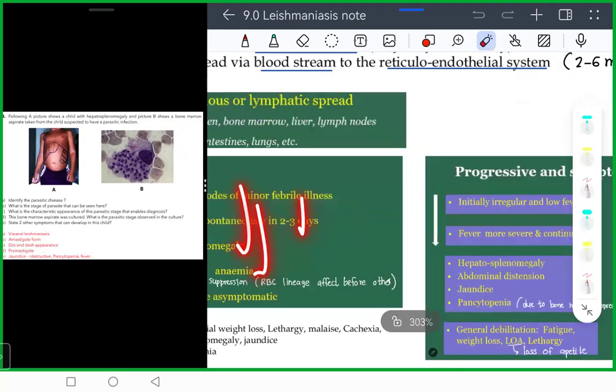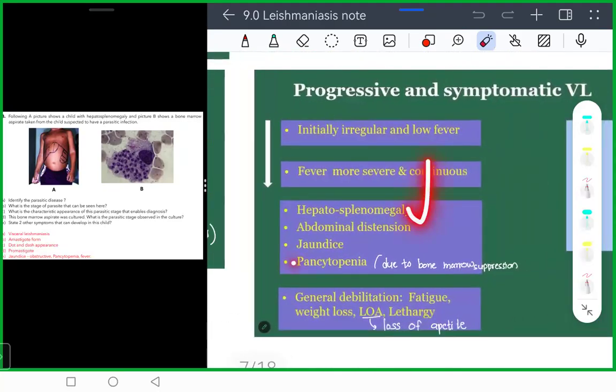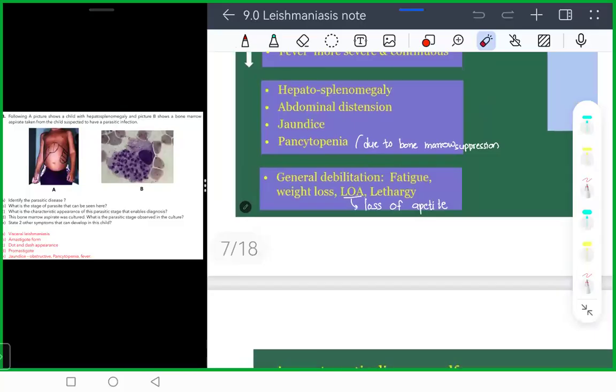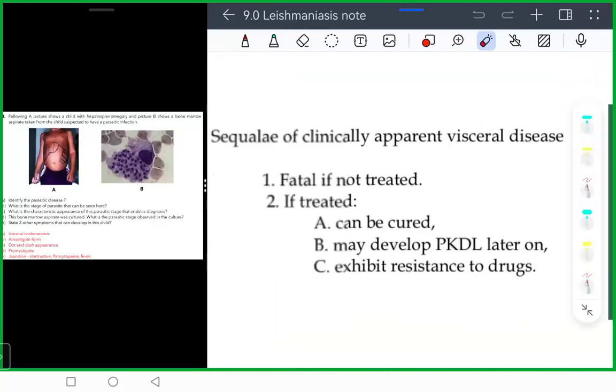In this question they have given hepatosplenomegaly, so we have to write either one of these answers: jaundice, pancytopenia, or fever. The answer should be jaundice, or obstructive jaundice, because there is hepatosplenomegaly. The enlargement of the liver causes compression of the bile ducts, causing obstructive jaundice, and also due to the bone marrow suppression, it causes pancytopenia, that is anemia, leukopenia, and thrombocytopenia. And if it is not treated, it can be fatal.